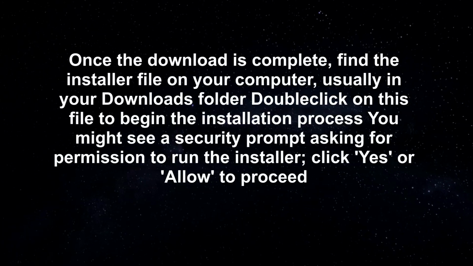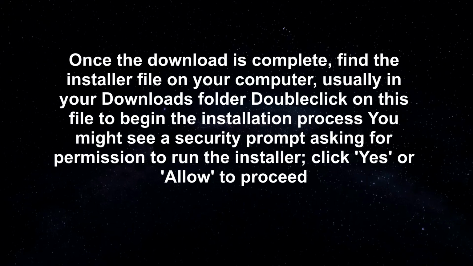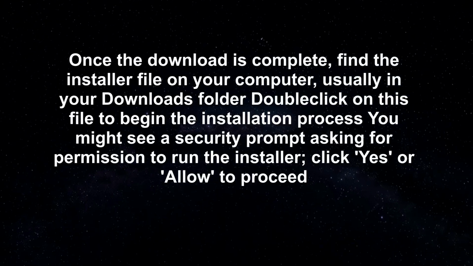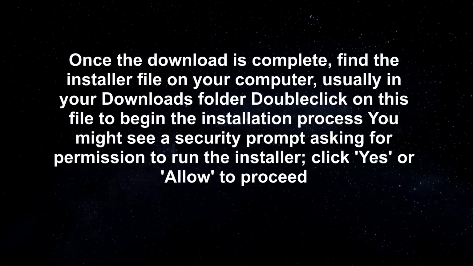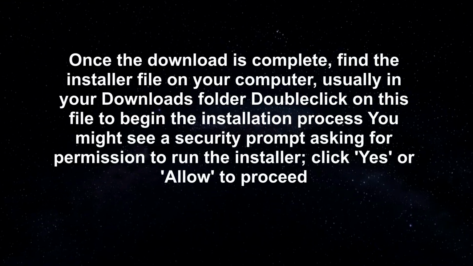Once the download is complete, find the installer file on your computer. Usually in your Downloads folder, double-click on this file to begin the installation process. You might see a security prompt asking for permission to run the installer. Click Yes or Allow to proceed.